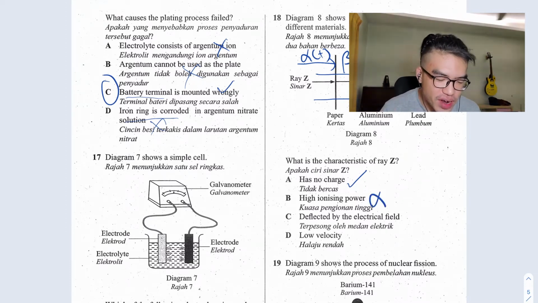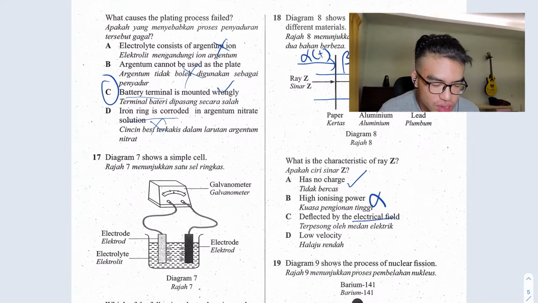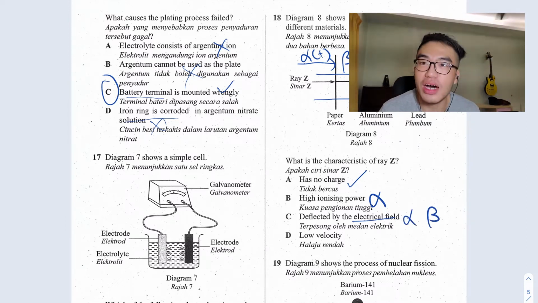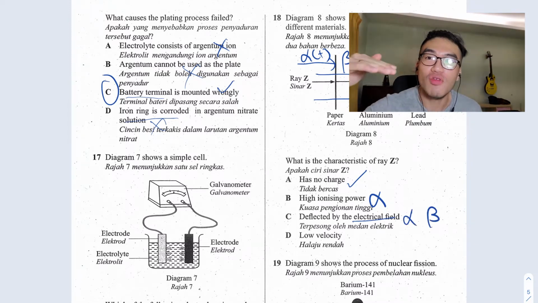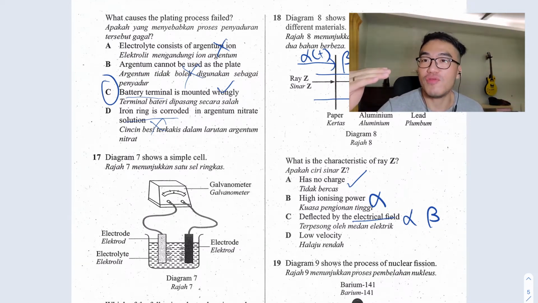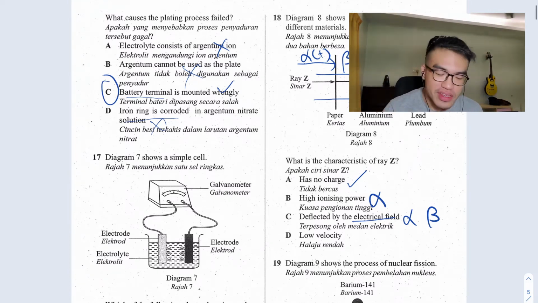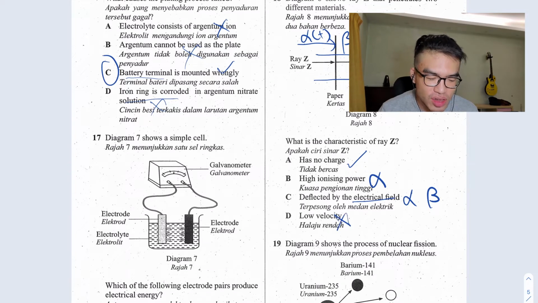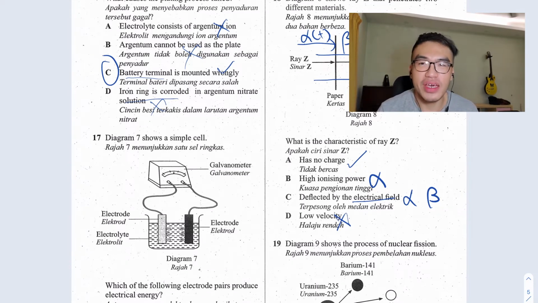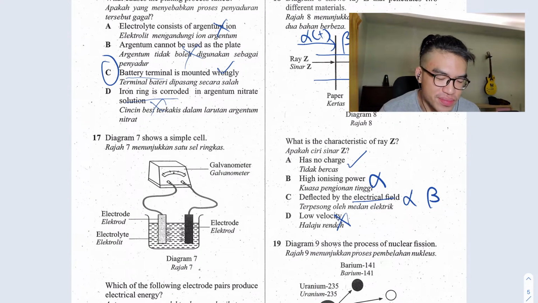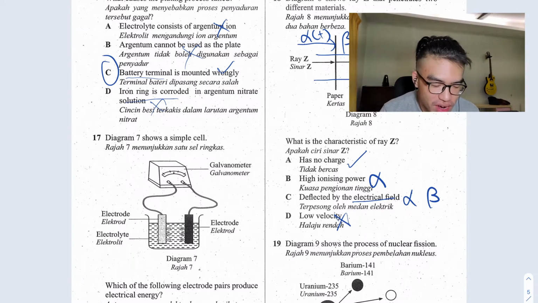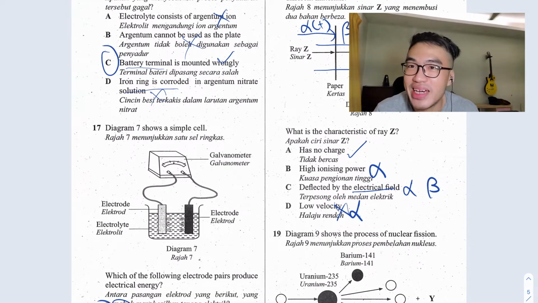For C, deflected by electrical field, this is only for alpha and beta, because alpha being positive will be attracted to the negative plate, beta being negative will be attracted to the positive plate. Gamma being neutral will not be affected at all. For D, is it low velocity? No. Gamma in fact is the fastest radiation, slowest being alpha. So I believe the answer is clearly A.